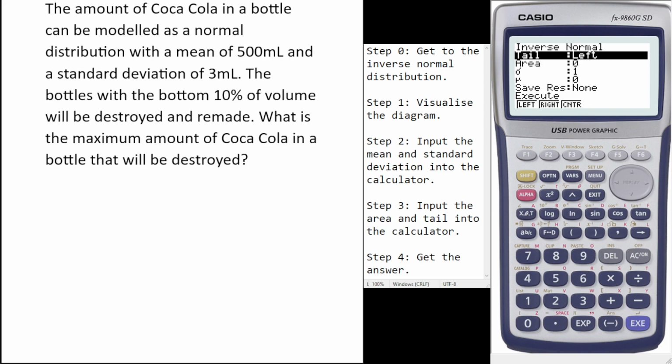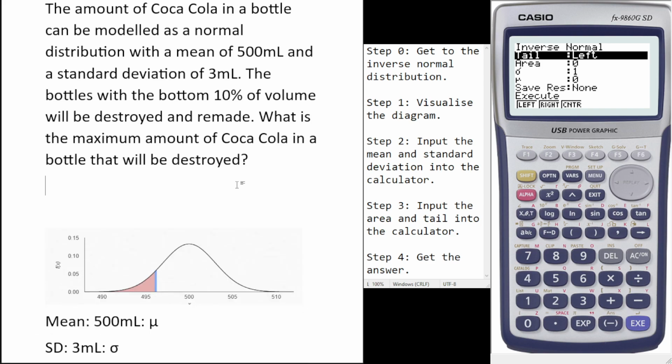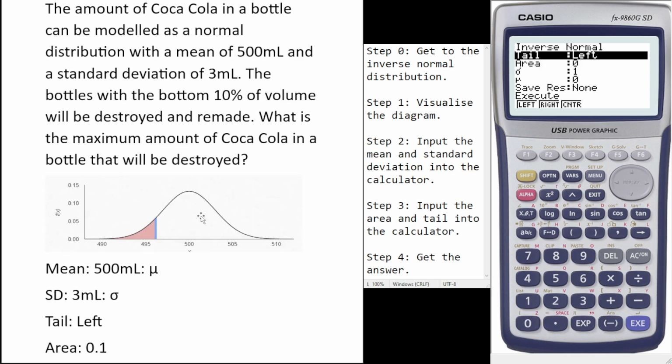Now the second thing is we need to figure out from the question where we are looking. That will help give us the specific bound and the other numbers will fall into place. So if we go back to this, it says that the bottom 10% of volume will be destroyed and remade. So we need to look from the left, 10%. The area would be 10%, which converted to a decimal is 0.1. And the graph should look more like this, where you're looking for the red region right here. That gives you all the information to put in from the question.